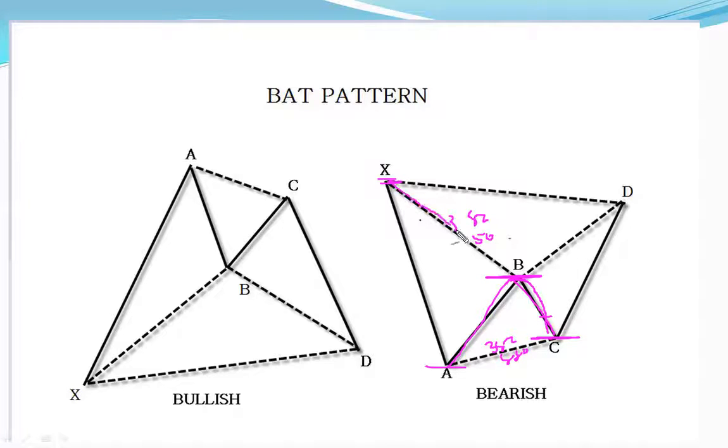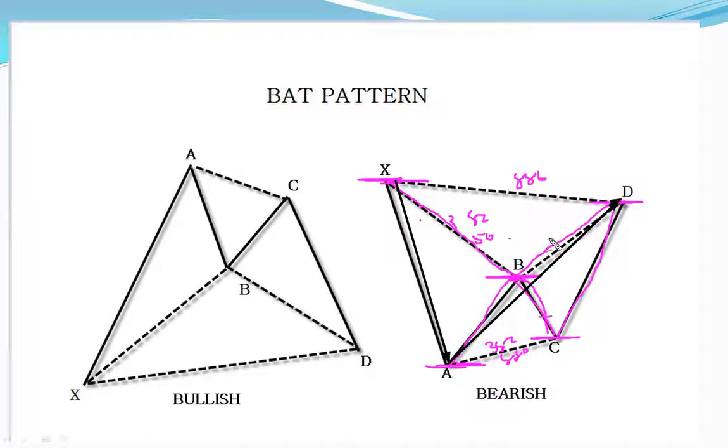As long as this criteria is holding, we then look up at this criteria coming up into D. So D would be an 886 of the X to A swing up. Let's take that little swing here, down here, up 886% of that swing. And that would be your bat pattern.